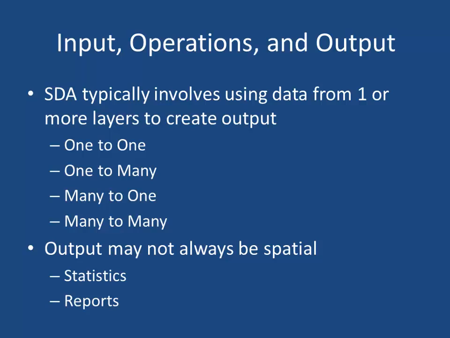For each spatial data analysis, you must consider the input, operations, and output. SDA typically involves using data from one or more layers to create an output. Therefore, relationships that can exist between the number of inputs to the number of outputs are 1-to-1, 1-to-many, many-to-1, and many-to-many. Speaking of the output, it is more important to note that the output may not always be spatial in nature. For instance, the output of an SDA may be a statistic or a report, which is not spatial in its nature.